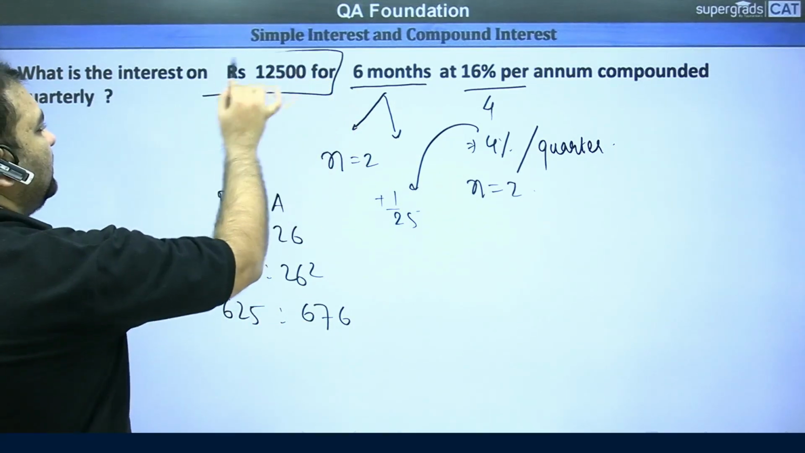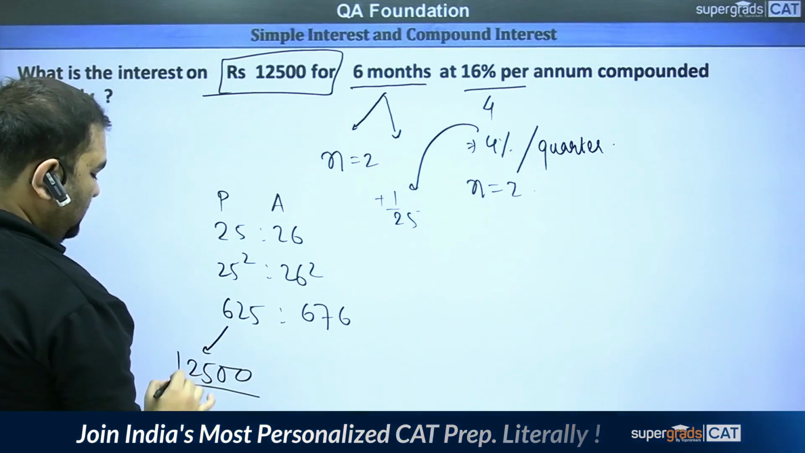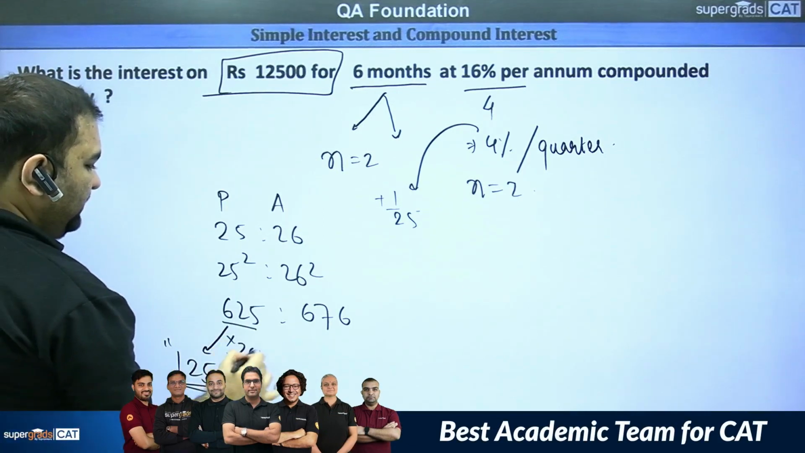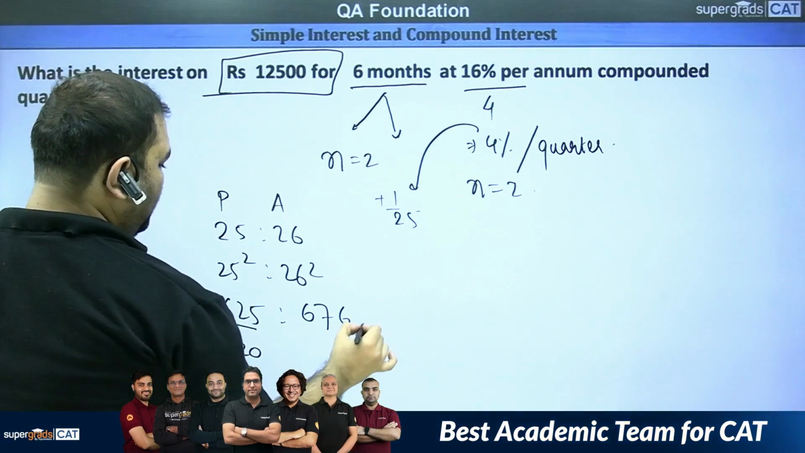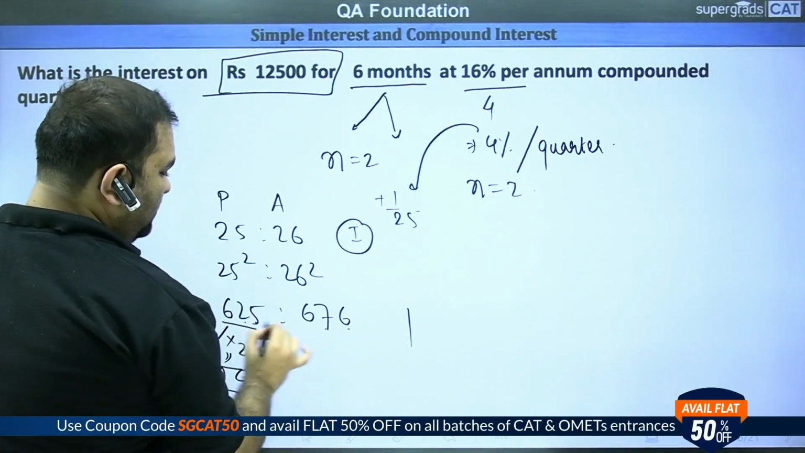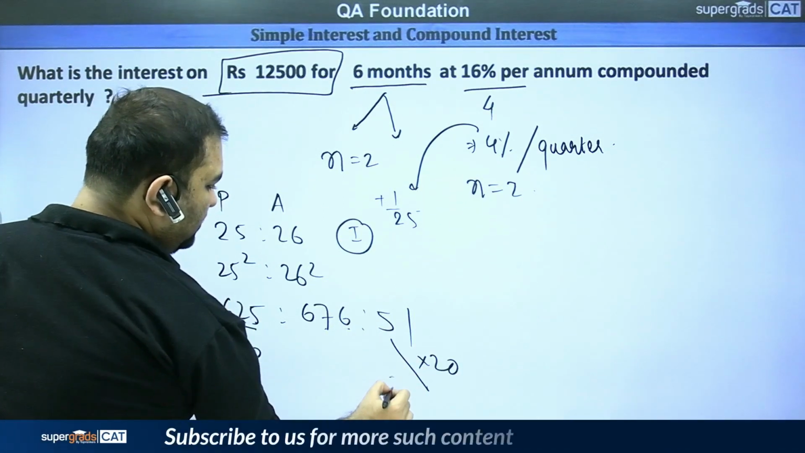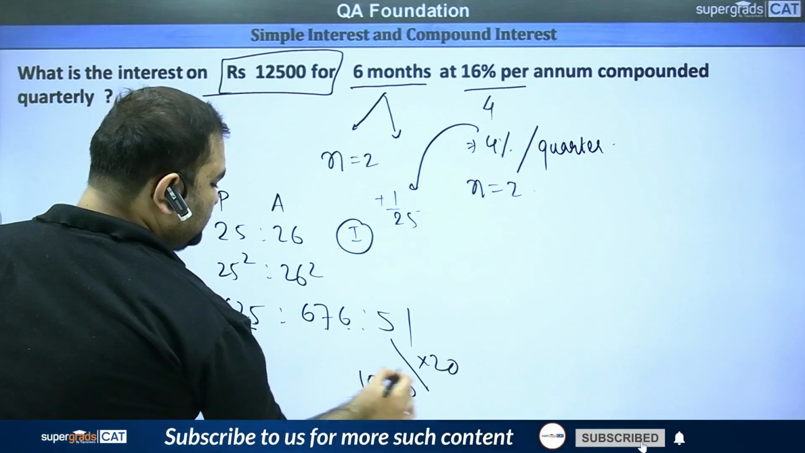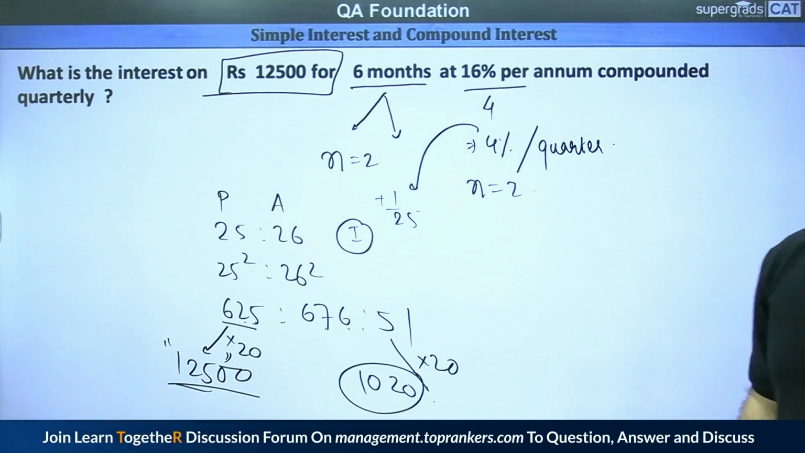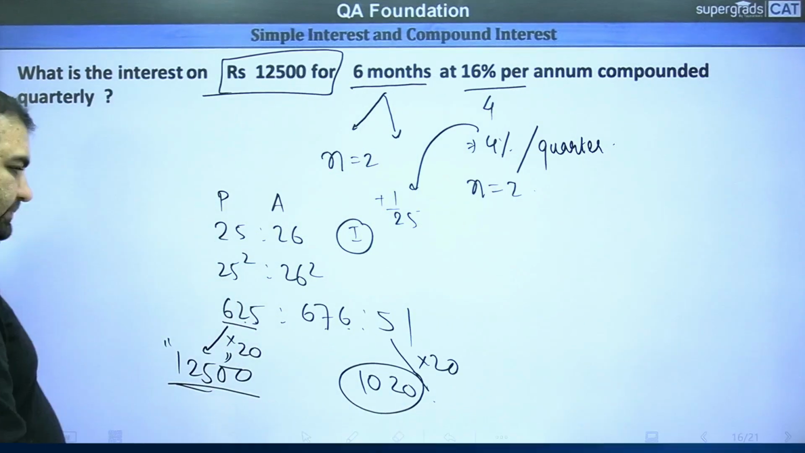प्रिंसिपल बताया गया है 12500. This value is 20 times of 625. Interest पूछा है: 676 minus 625 is 51. So it's also going to be 20 times of it, 1020. 51 into 20, 1020 is the correct answer.